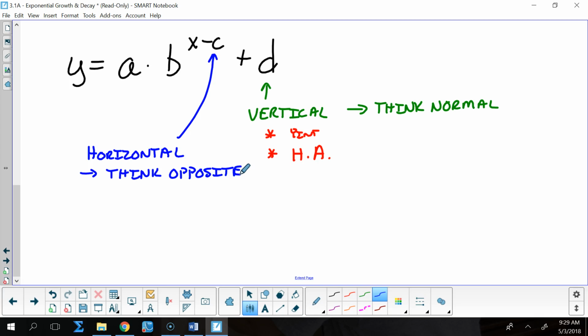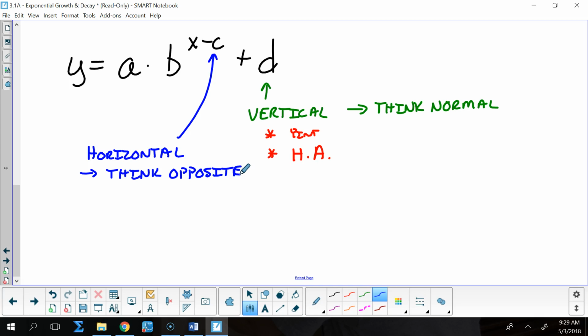A horizontal shift only really will affect the y-intercept in terms of the number that it's going to be, but the process is still the same. Okay? When you plug in 0 for x, that gives you the y-intercept. So really, the horizontal shift doesn't affect anything. Okay?